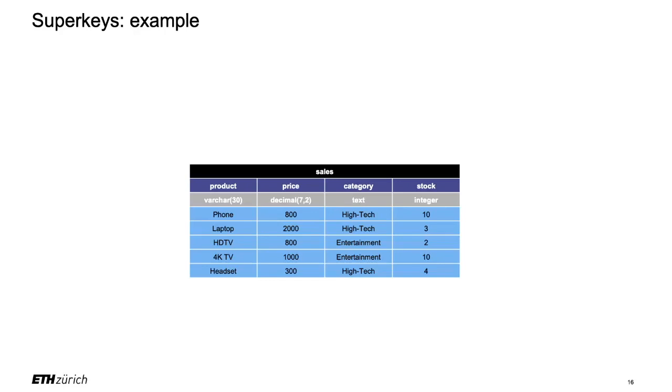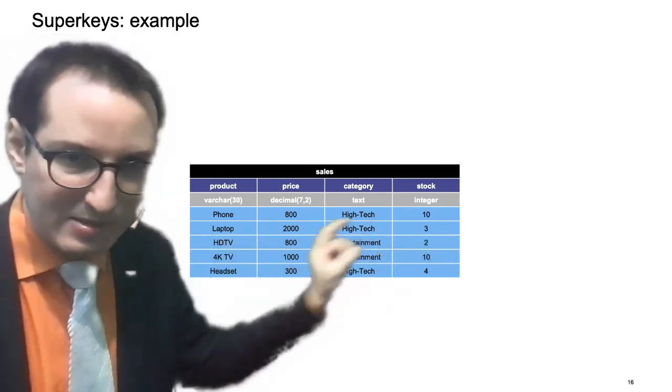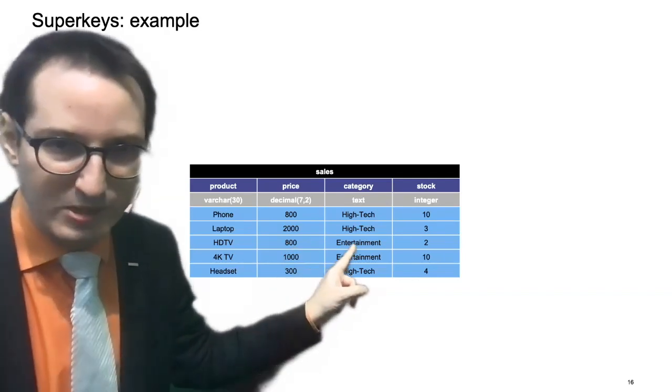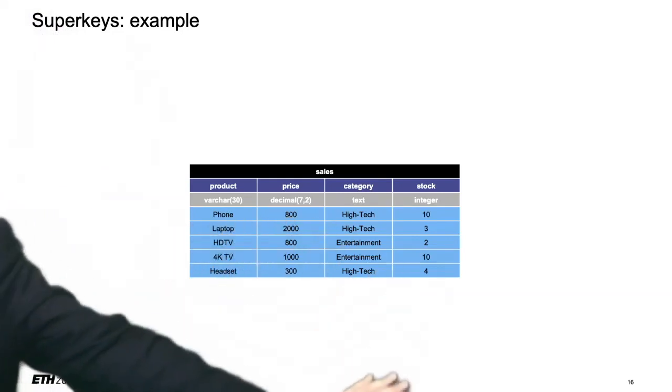You can see the product fully identifies the entire tuple. How do we see that? Well, they are all unique. All the values in the product column are all different. So if I tell you the value in product, that's enough for the entire record. If I tell you the product is HDTV, then you know it's that record right here. There's only one record like this, and then you can tell me, okay, then price is 800, category is entertainment, and stock is 2. So we say that product is a super key of the table, okay?